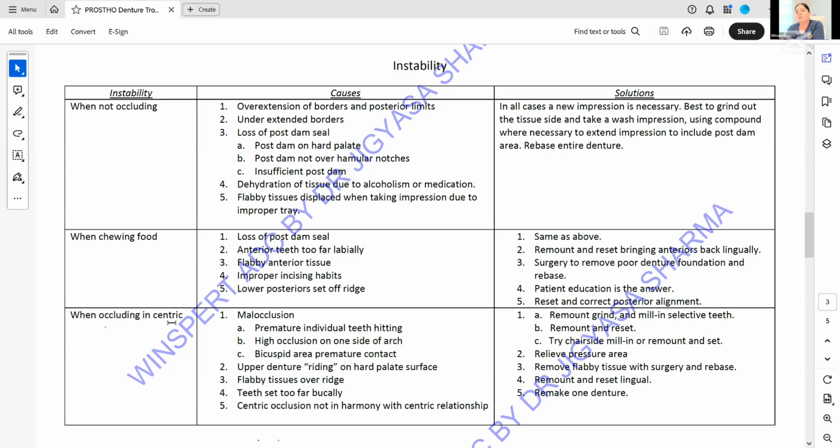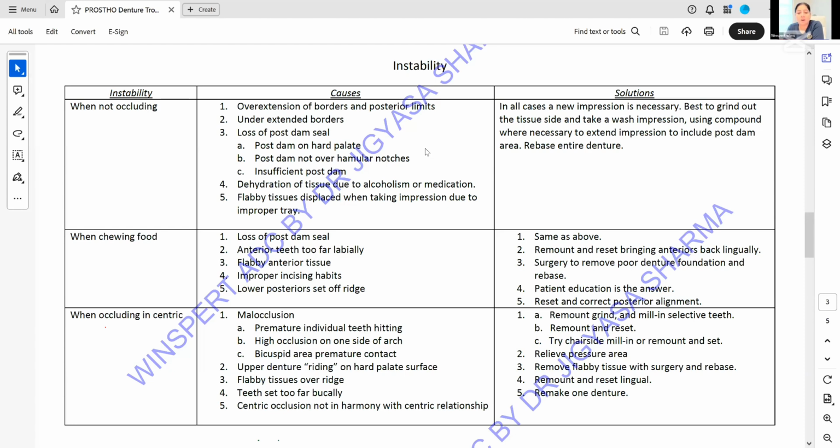So all these are the problems when the denture will be loose even during the rest: overextension, underextension, lack of post-dam seal, dehydrated tissues or flabby tissues which have not been recorded correctly. In all these situations, you will require a new impression, whether overextended, underextended. You will have to do the border molding again, rebase also if the extensions or post-dams are not correct.